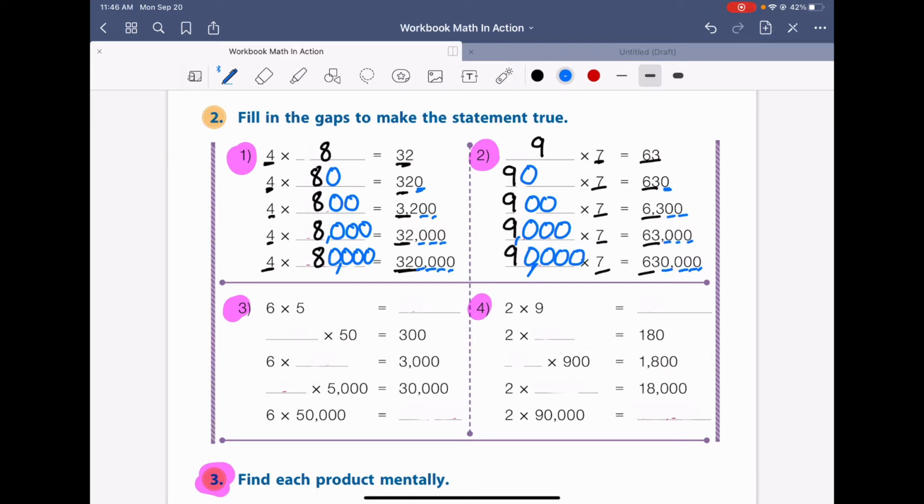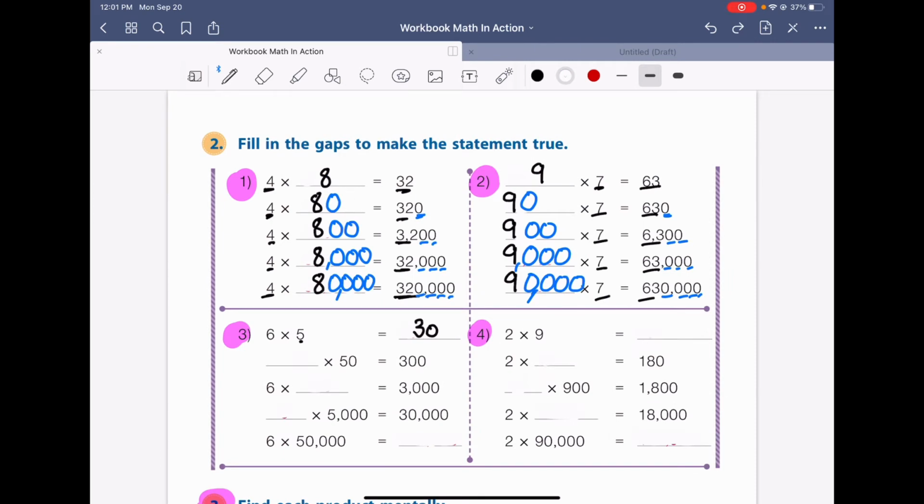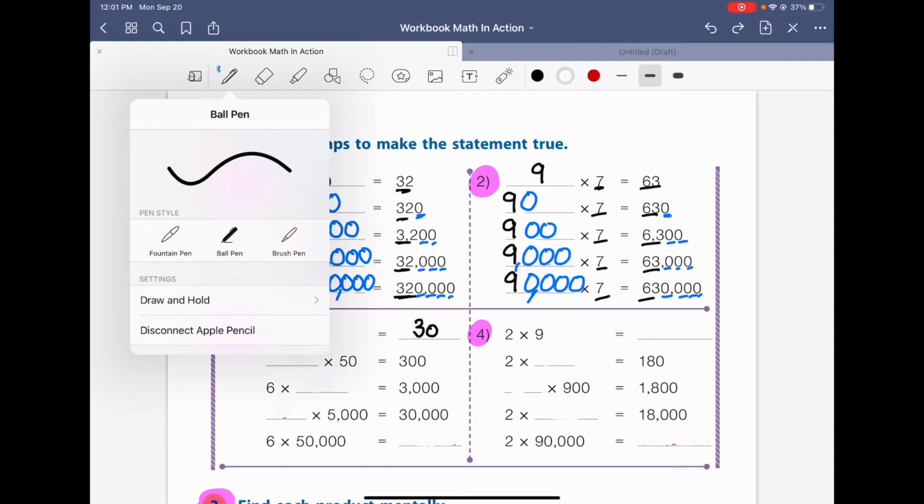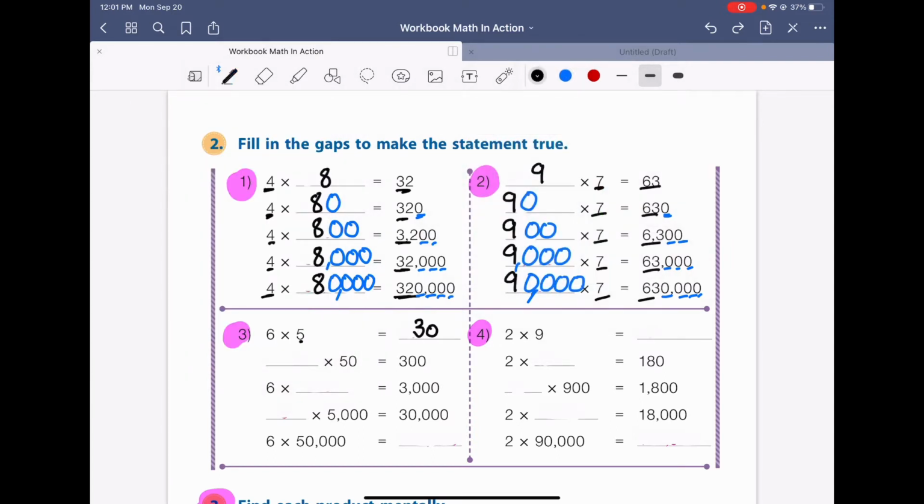6 times 5, we know that. That's just 30. Again, 6 times 5. We can see the pattern. So we automatically know all of these have to be a 6 and a 5. And we know 6 times 5 is 30.